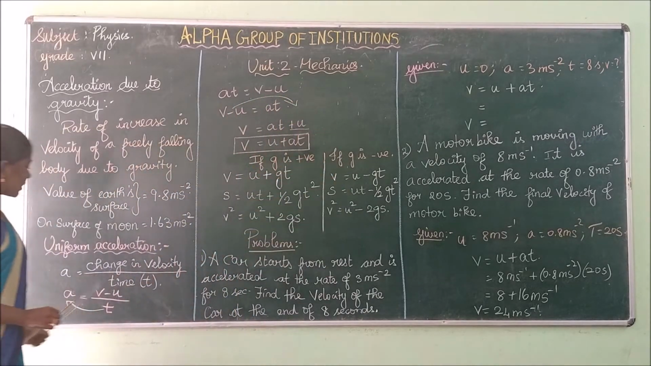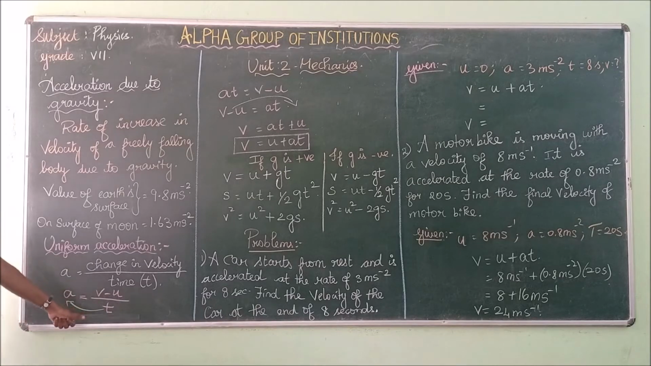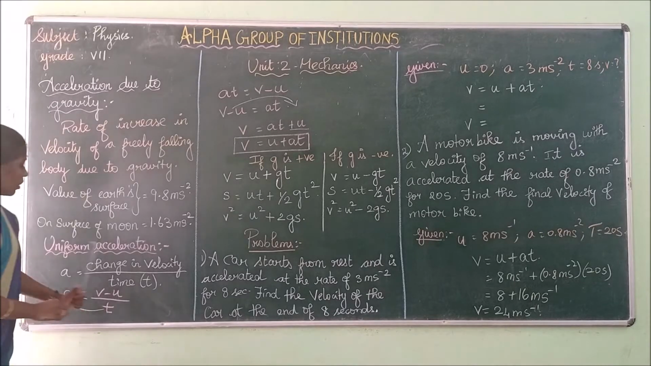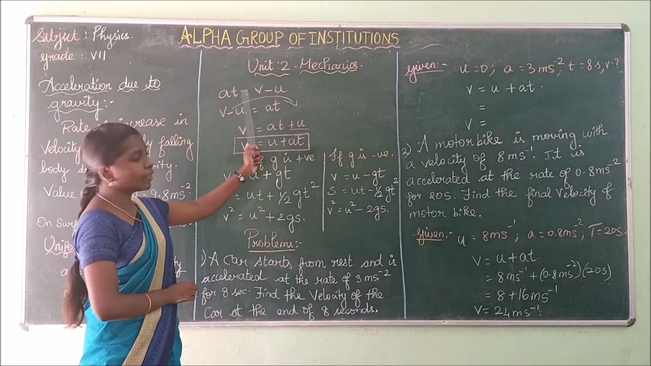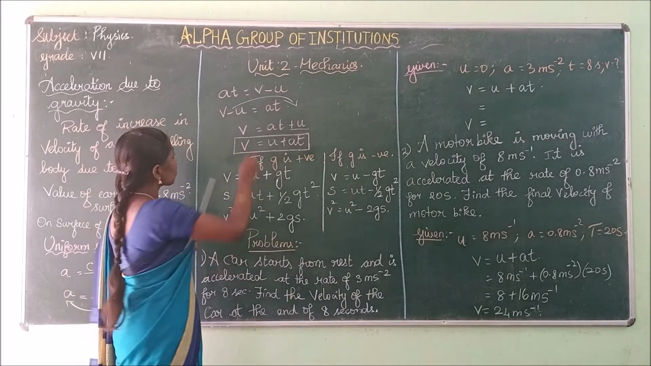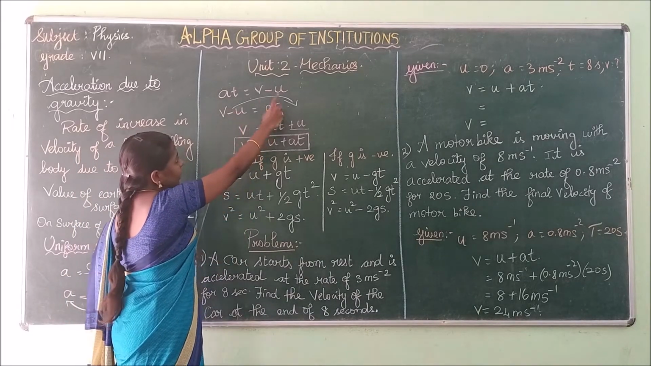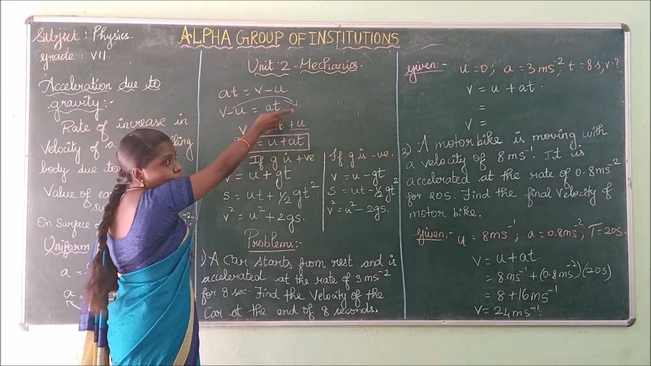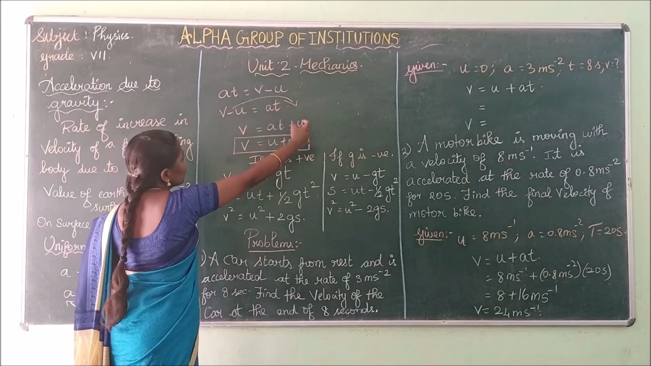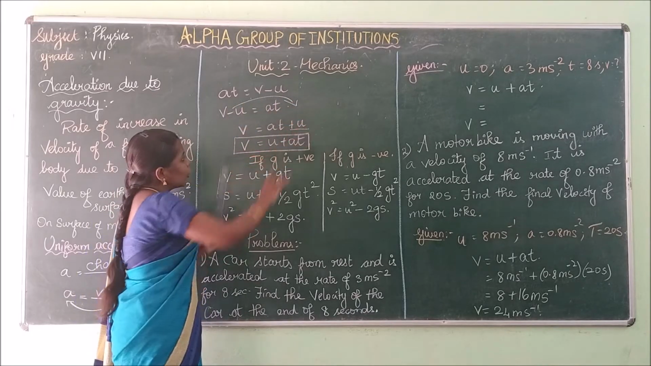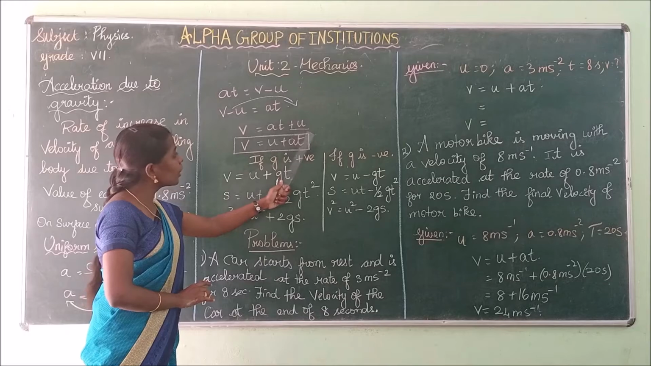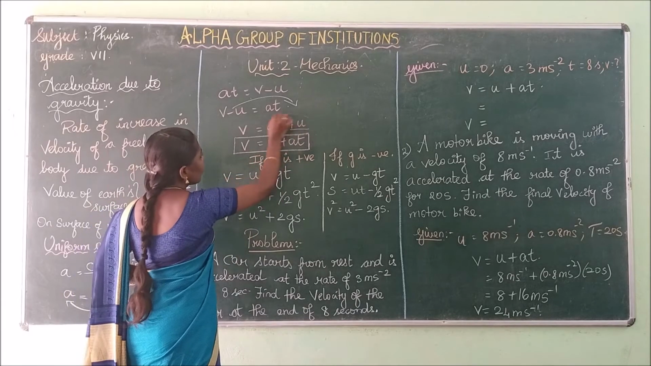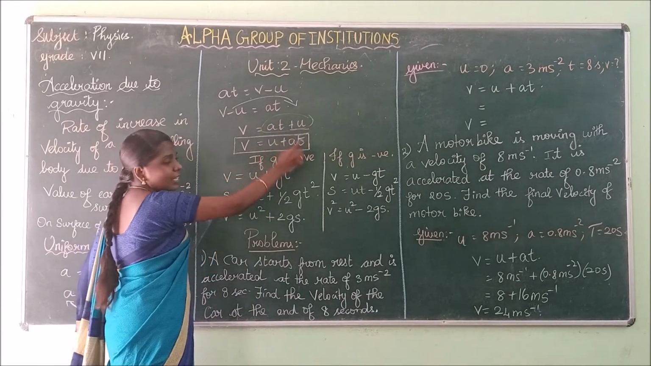Is it clear? Acceleration is equal to change in velocity by time. Change in velocity is nothing but final velocity minus initial velocity. Now at is equal to v minus u. Interchanging the two sides, v minus u is equal to at. Now this minus u goes to the right hand side and becomes plus u. v is equal to at plus u. To write it in a proper form, I am writing it as u plus at.